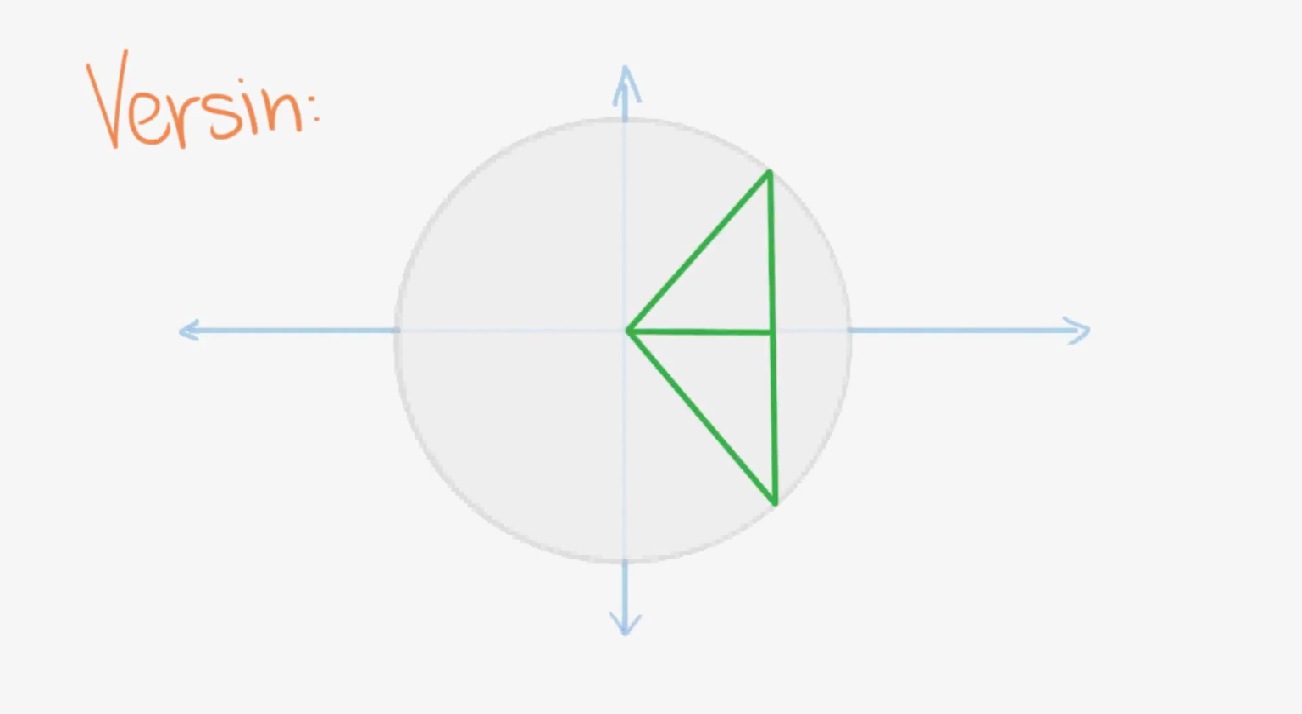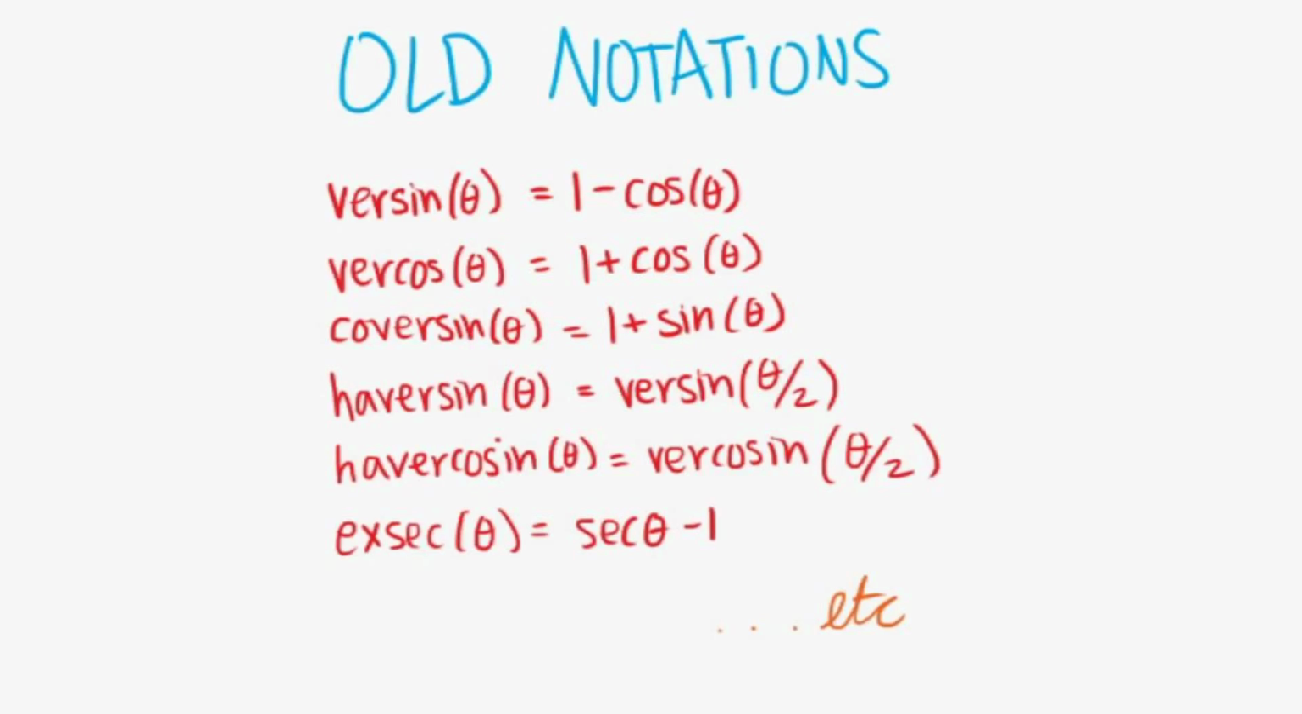They allowed for significant figures to be preserved, whereas continually using sine and cosine would result in the buildup of errors, which is not good. To be honest though, I'm kind of sad that we don't use these anymore. I mean, havercosine? That just sounds so cool.